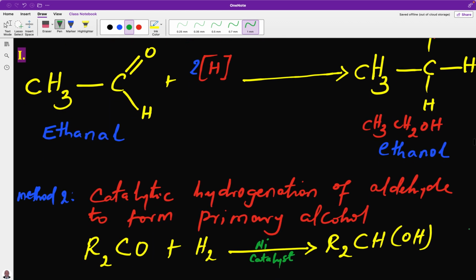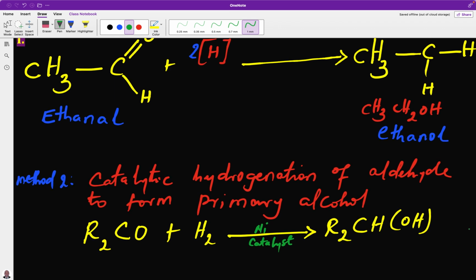Now I said primary alcohol. Alternatively, primary alcohol can still be prepared by catalytic hydrogenation of aldehyde. And the catalyst is usually a nickel catalyst. This is just an example. Then we want to see how the ketones can be reduced back to secondary alcohol using the same suitable reducing agent.